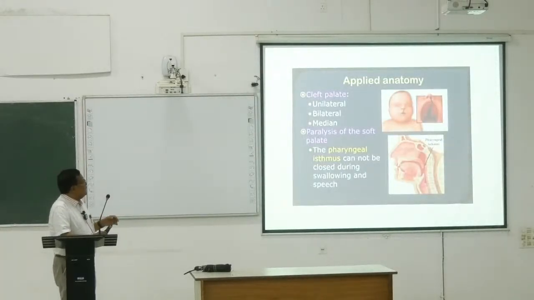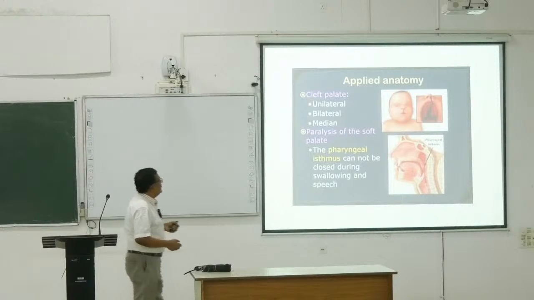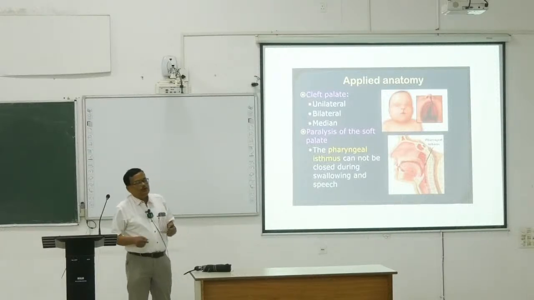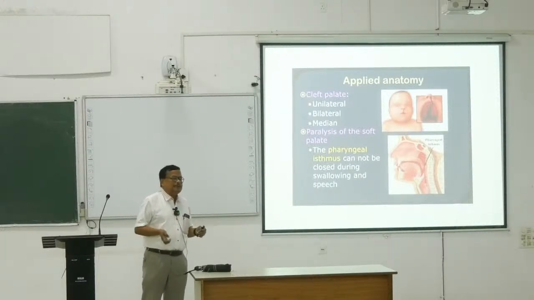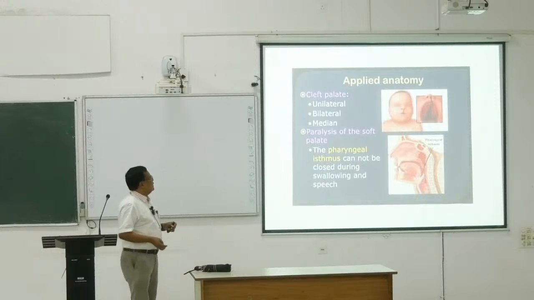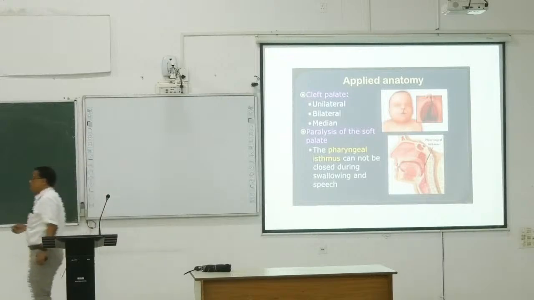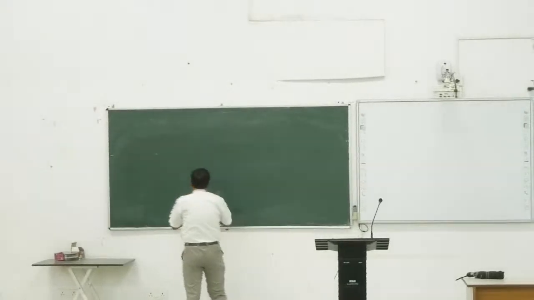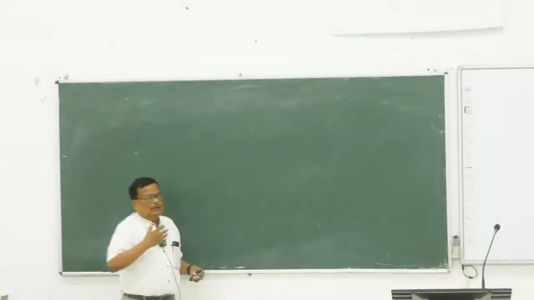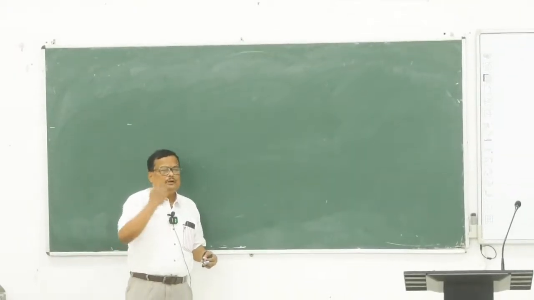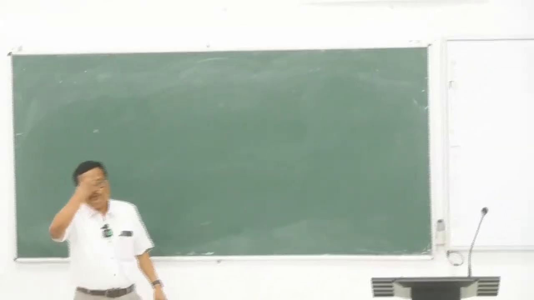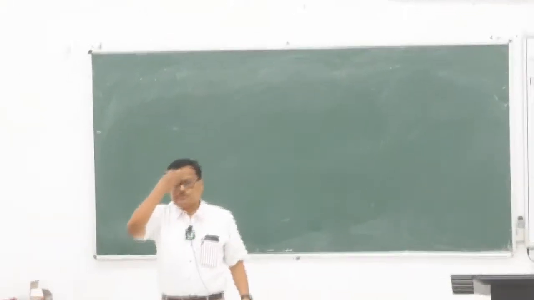Next, applied anatomy. There are two applied anatomy regarding the palate. One is the cleft palate, and another is the palatal muscle paralysis or nerve injury. Cleft palate will be dealt with in detail in your embryology class. Just for the sake of two to three words, our face is derived from three mesodermal processes.